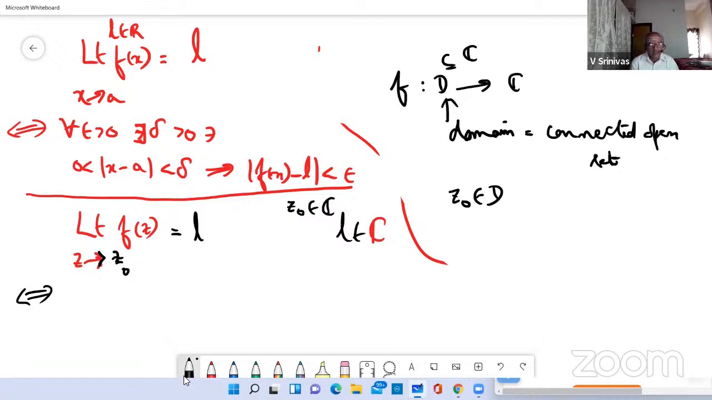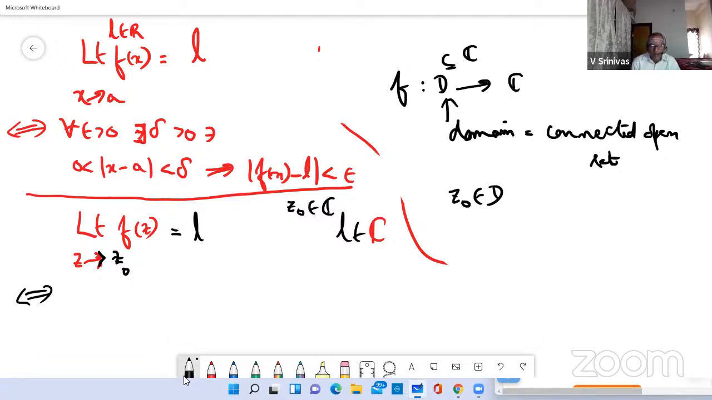If I allow x, a and f to be complex numbers, then the difference of x and a is a complex number, and the modulus of a complex number is defined. It is a real number. Similarly, f of z is a complex number and L is a complex number. The difference of two complex numbers is a complex number, and the modulus of a complex number is a real number. So this is well defined.